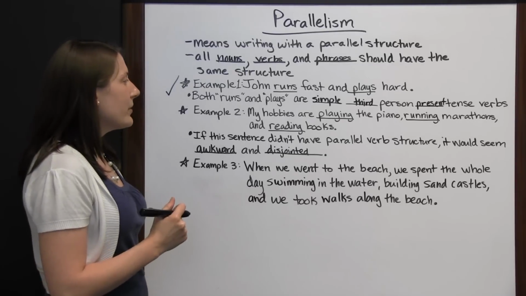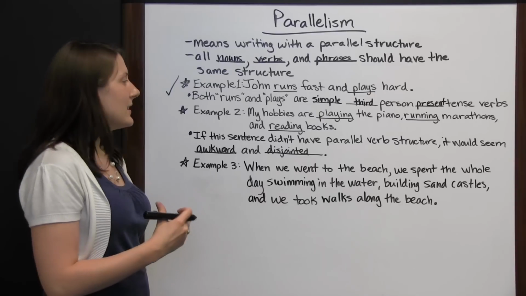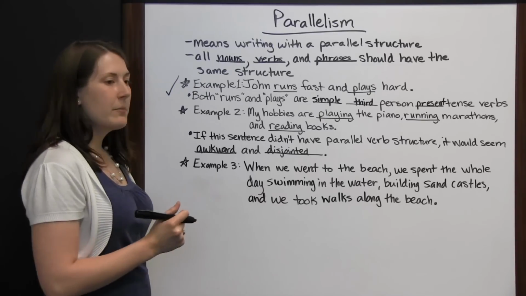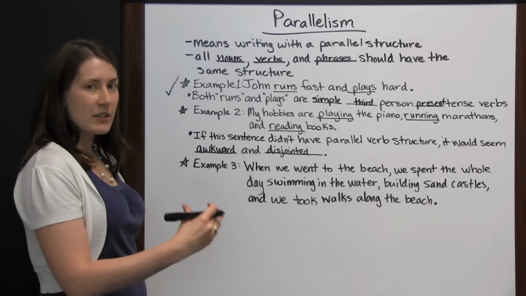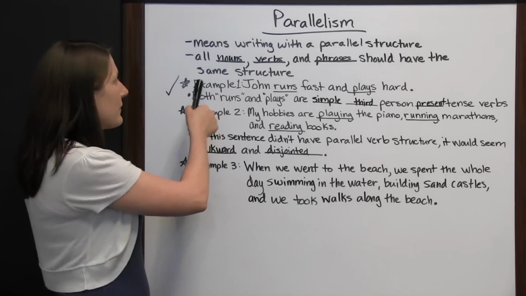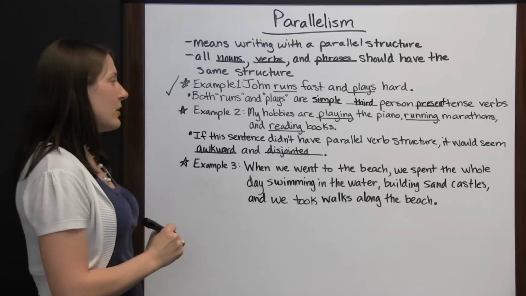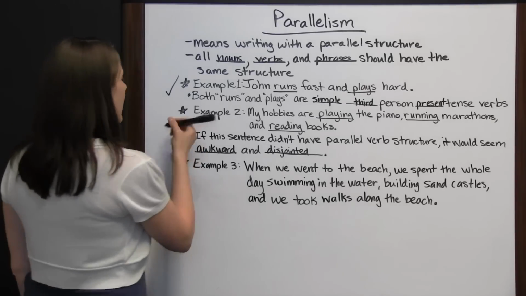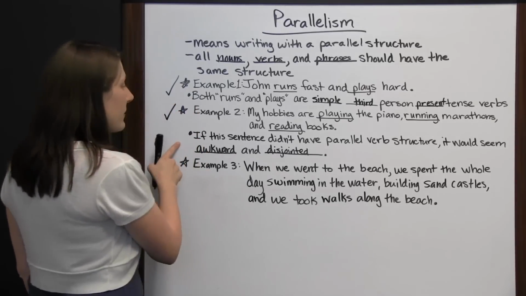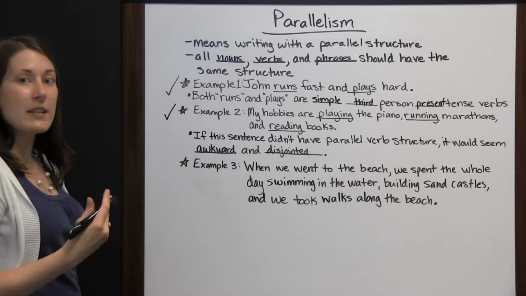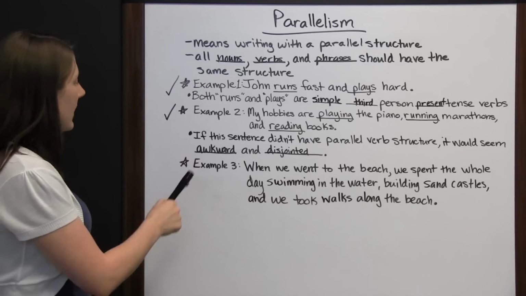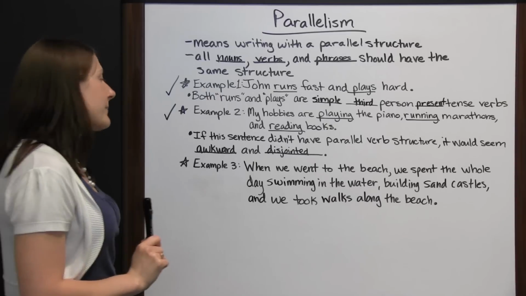And all these things are important whenever you're writing a sentence that is more complex than just something with one subject or one noun and one verb. If you have multiple nouns, verbs, or phrases, you need to make sure they have parallel structure. So again, this one was good, but if it wasn't, it wouldn't sound very good. It would sound awkward and disjointed. Let's look at example 3.